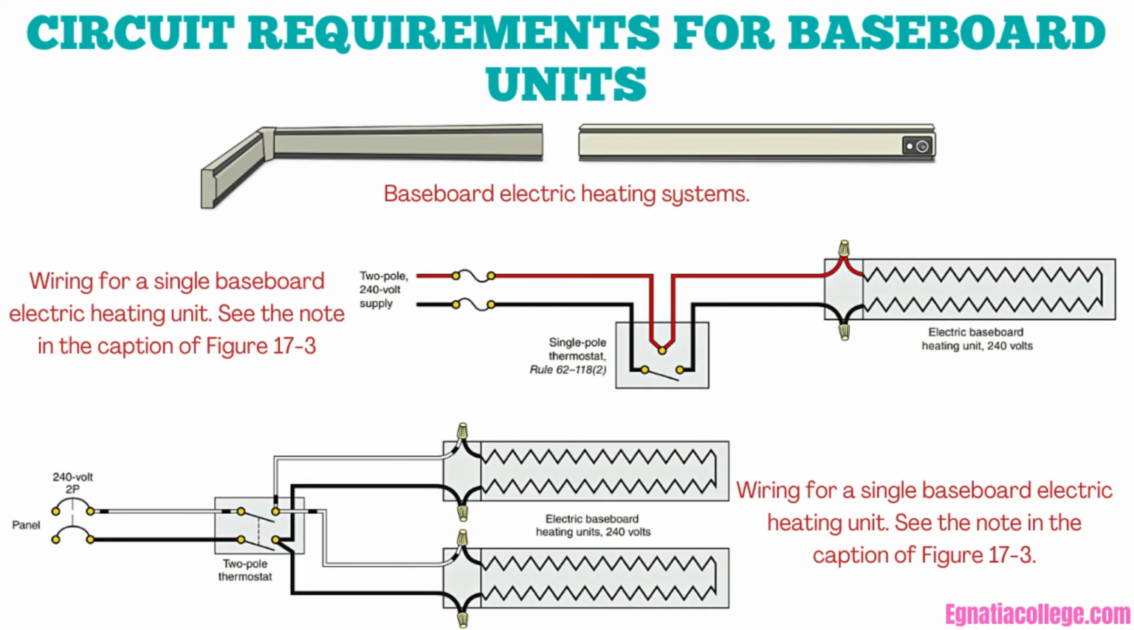Circuit requirements for baseboard units. This figure shows typical baseboard electric heating units. These units are rated at 240 volts, but are also available in 120 volt ratings. The wiring for an individual baseboard heating unit or group of units is shown in this figure. A 2-wire cable, armored cable or non-metallic sheathed cable with ground, would be run from a 240 volt, 2-pole circuit in the main panel to the outlet box or switch box installed at the thermostat location.